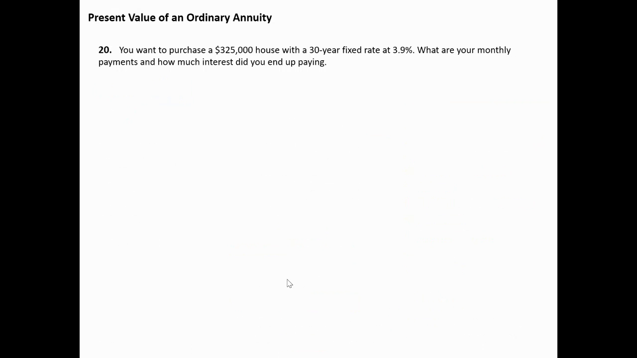You want to purchase a $325,000 house with a 30-year fixed rate of 3.9%. What are your monthly payments and how much interest did you end up paying? Okay, let's find out. Again, this is a little different formula. So there's like 4 different formulas for this chapter, one from each section. Eventually, there's 5 formulas because there's 2 different ones on 5.1, which is simple interest. So from here, guys, what are we looking for? What are the monthly payments?